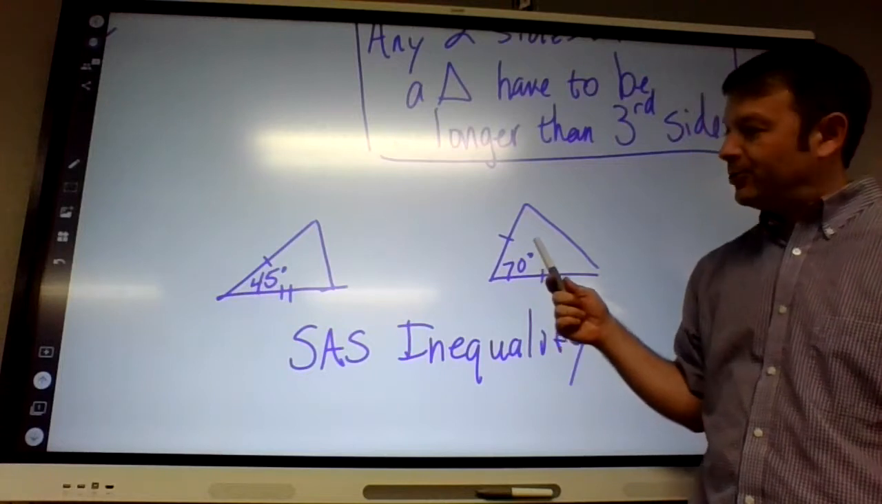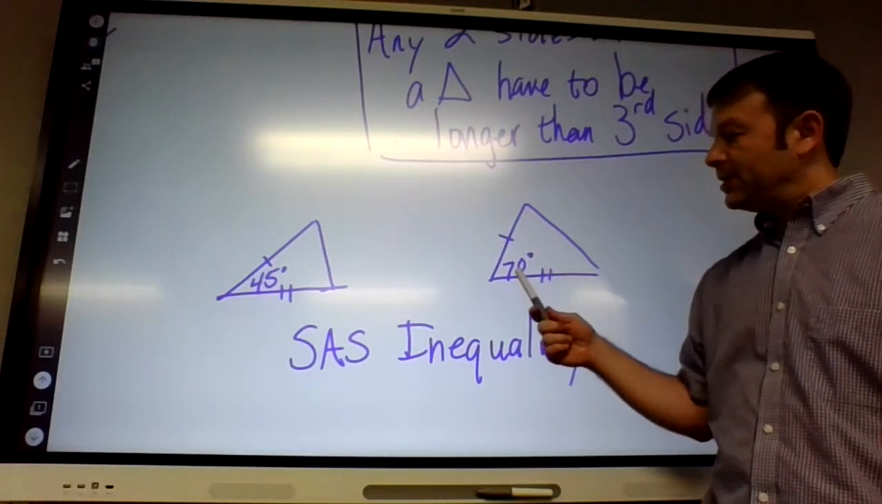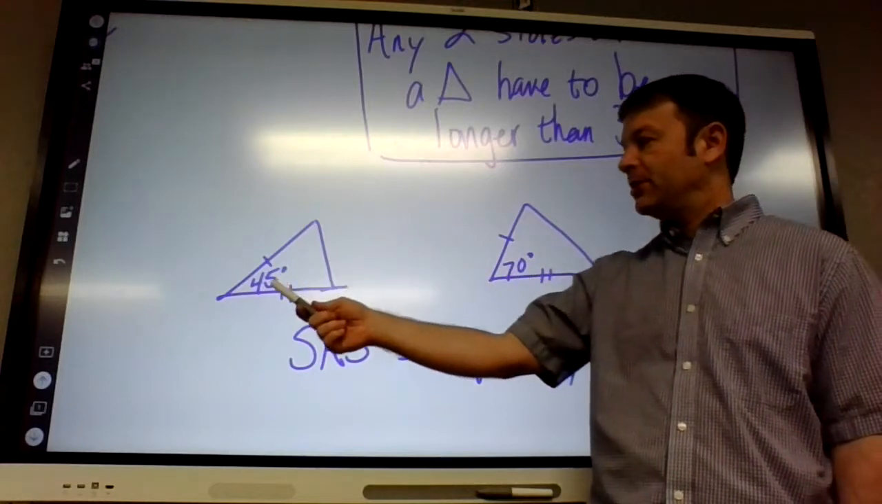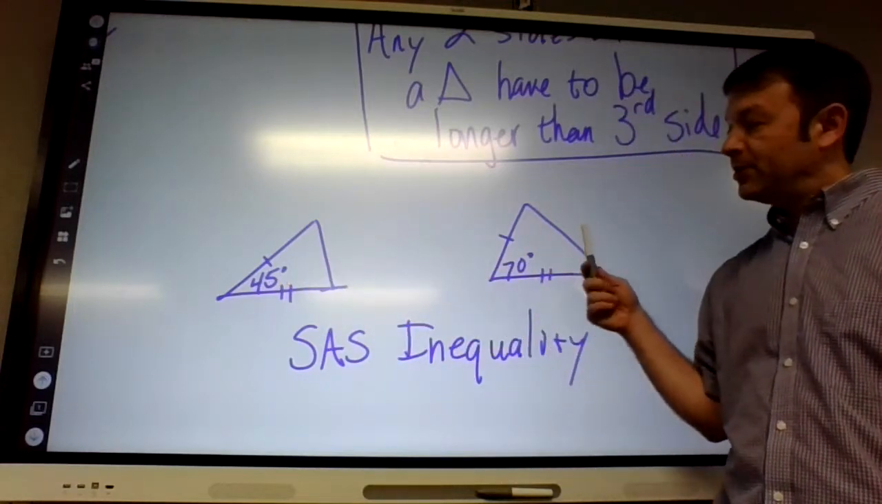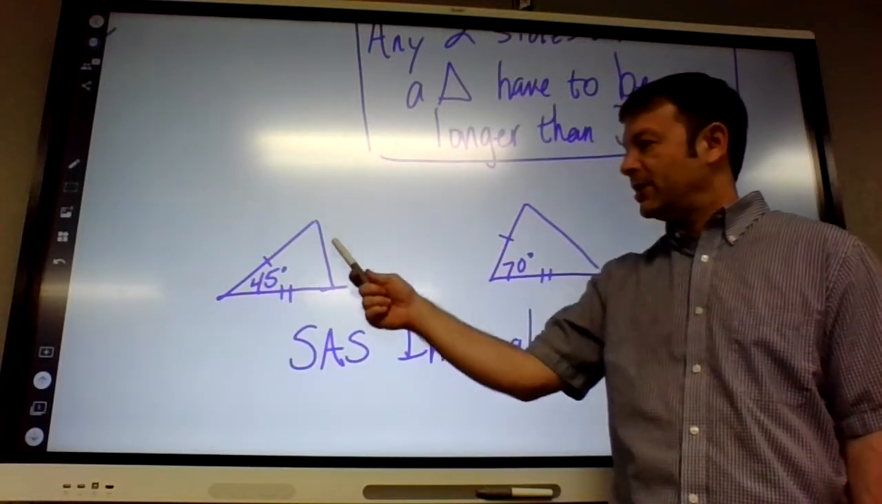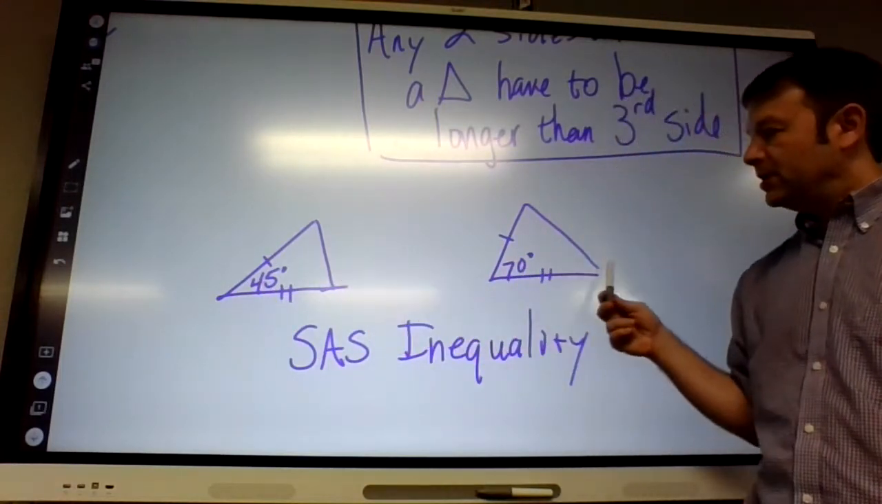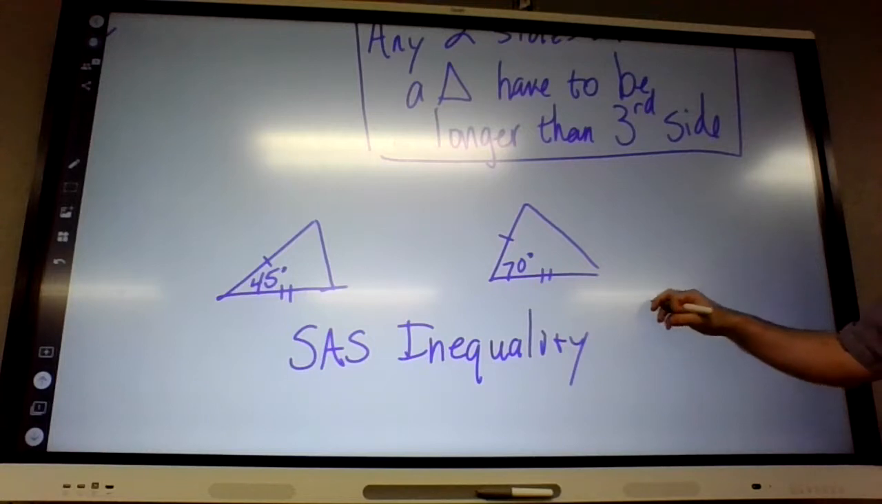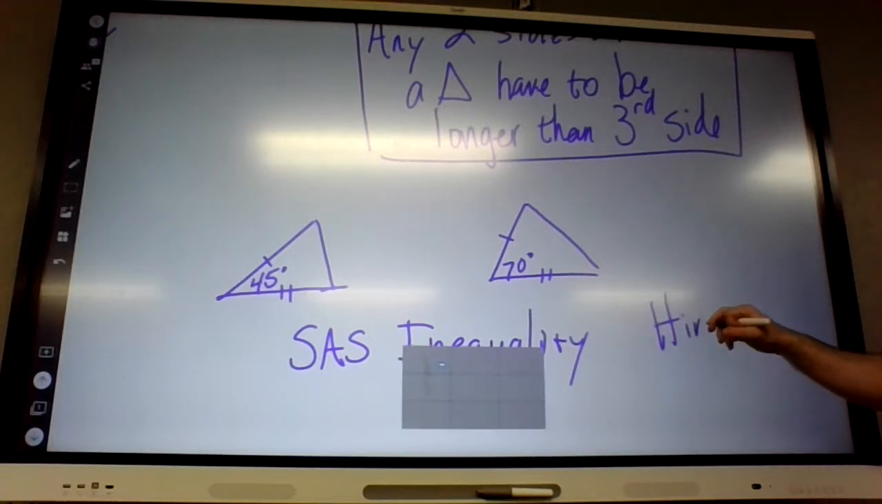Side angle side inequality says if you know the two sides are the same, but the angle between is bigger, then the side across from it is bigger. Or if you know the two sides are congruent, but the angle is smaller, then the side opposite that angle is going to be smaller than this triangle. This book calls it the hinge theorem. You guys know what a hinge is?